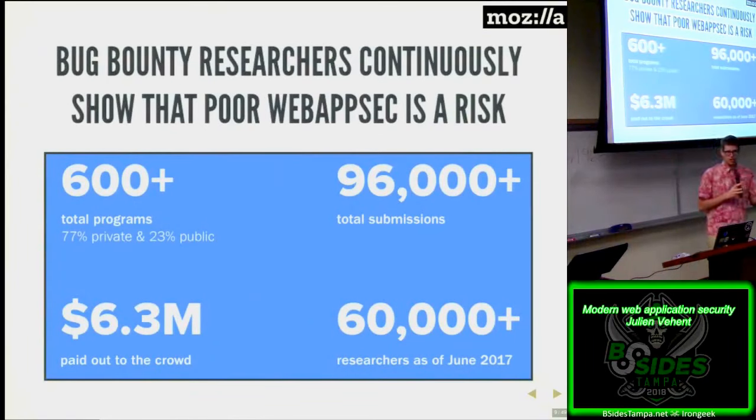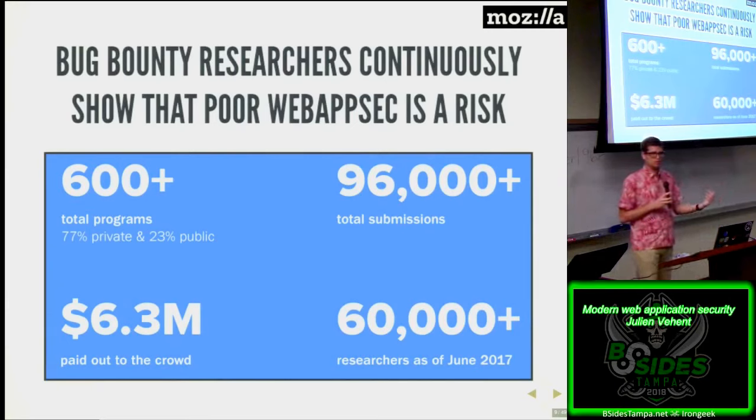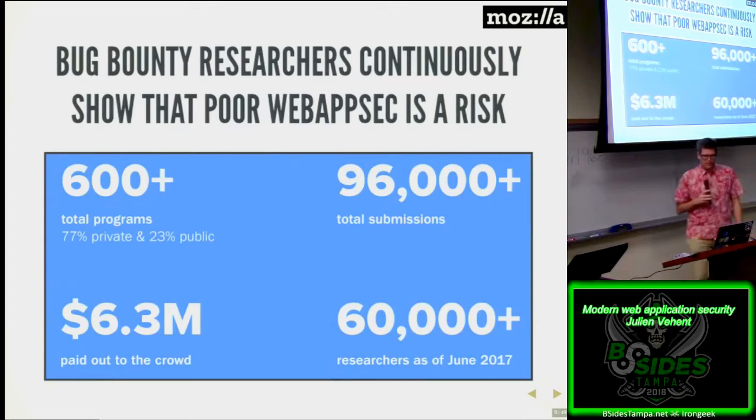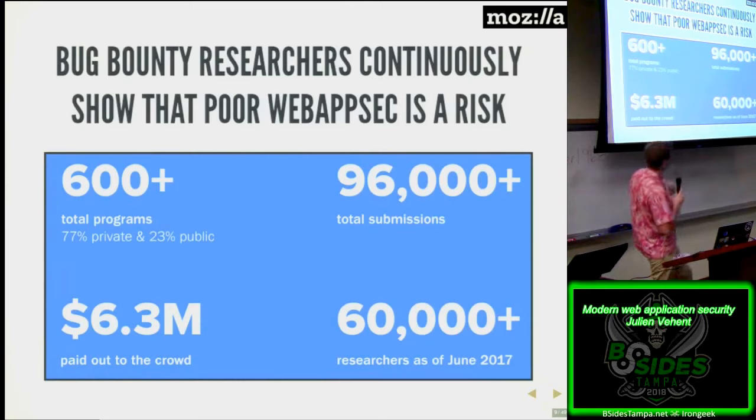And BugCrowd, as you may know, provides a platform to operate your bug bounty, right? And they have a lot of customers. They run over 600 programs, so that's 600 corporations that use BugCrowd to offer bounties on their websites for their web application security. And that's the data for last year. They paid out more than $6 million to bug bounty researchers who found actual vulnerabilities on their customers' websites.